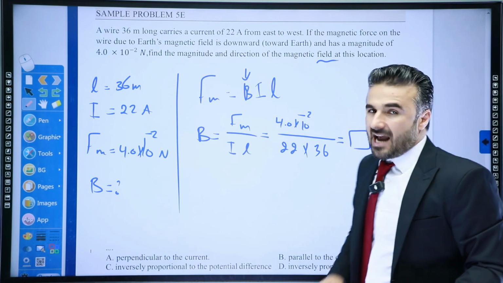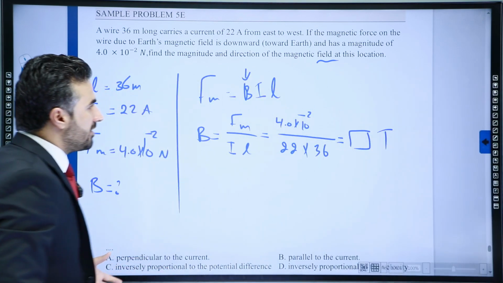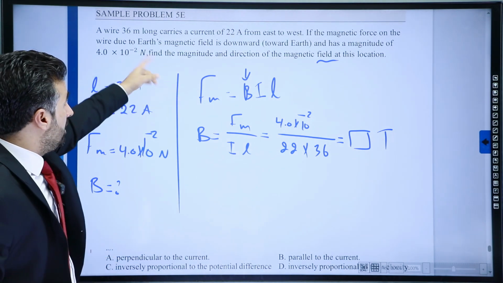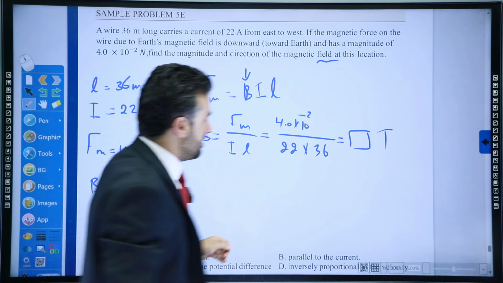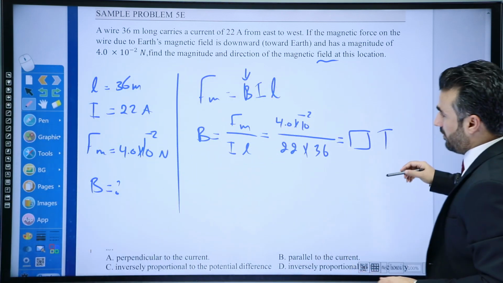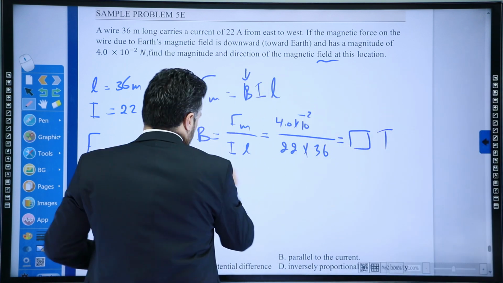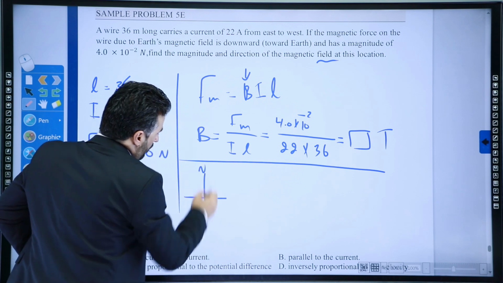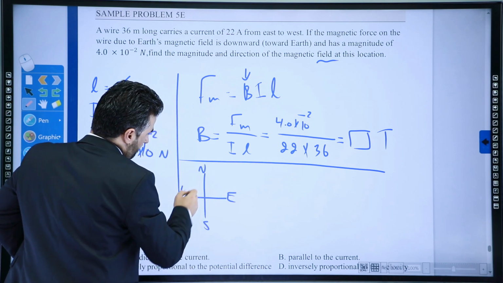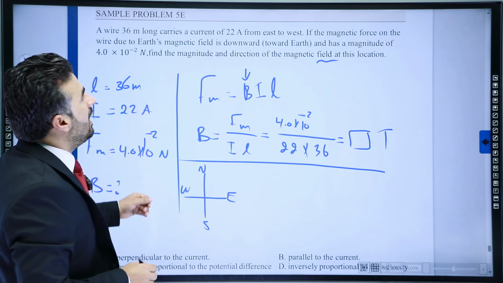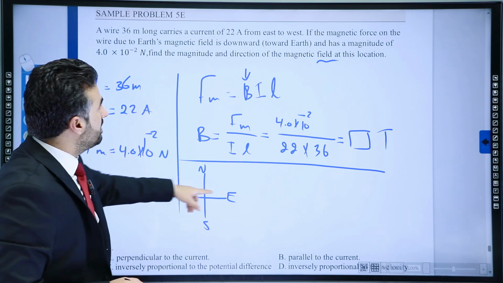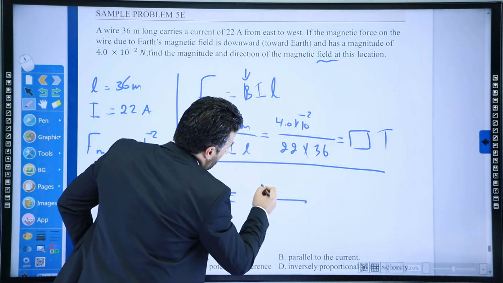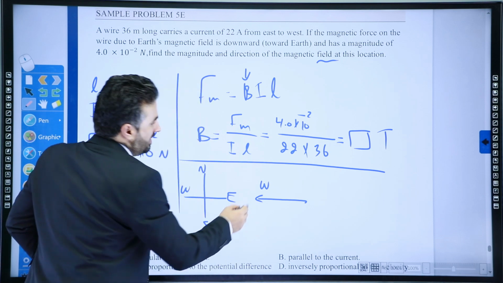That is that. What about the direction here? Okay, how do we find the direction? Don't forget, guys, it says the current in the wire is moving from east to west. So let's emphasize the direction a little bit here. Perhaps I can do it right here. Okay, watch this. So these are the directions, yeah? North, south, east, and west. How is the current flowing? From east to west. So in this case, we can say the current is moving towards west. That is the direction of the current.